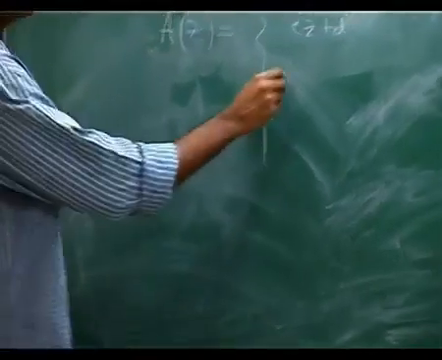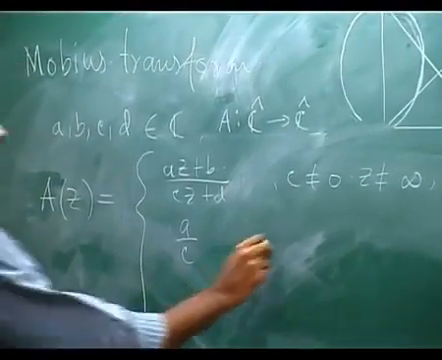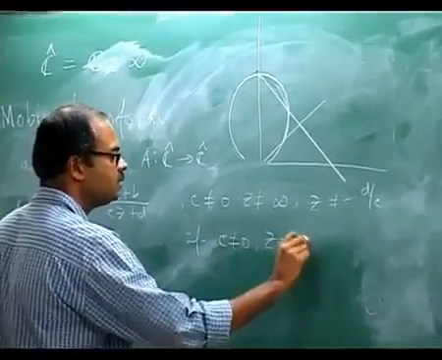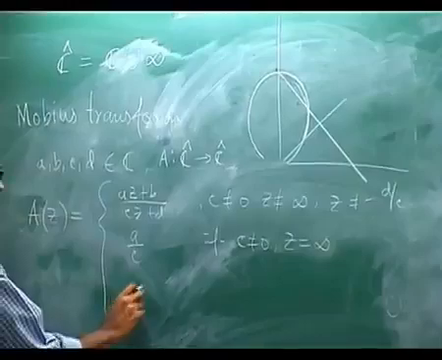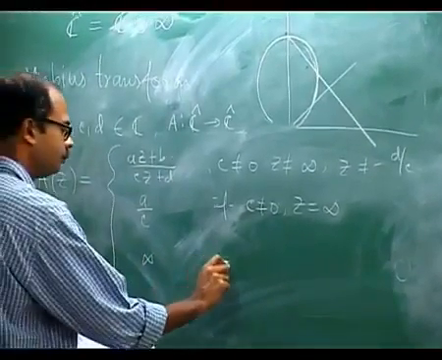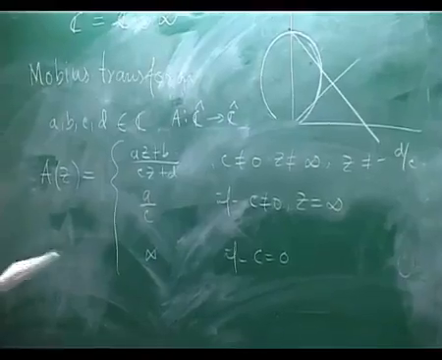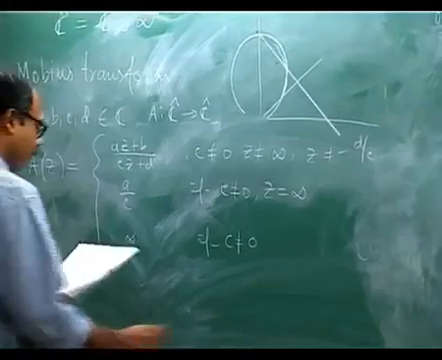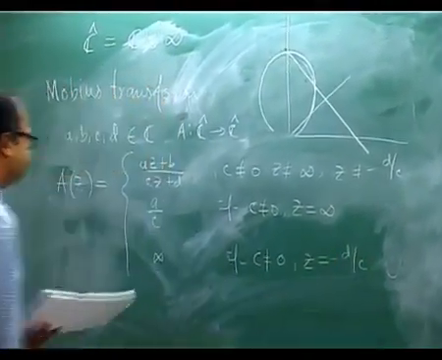So that's a natural definition. But you need a definition. So A by C, if C is still not equal to 0 and Z is infinity. And infinity if C is 0, C not equal to 0, Z equal to minus D by C.